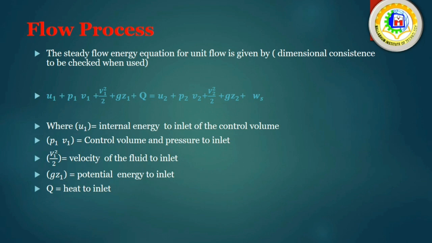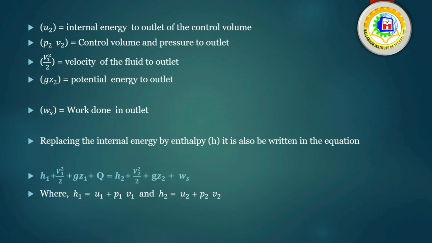And then what is U1? U1 is the internal energy at inlet, P1 V1 is the pressure and volume at inlet, V1 square by 2 is the kinetic energy of the fluid at inlet, gZ1 is the potential energy at inlet, and Q is the heat. For the outlet, U2 is the internal energy at outlet, P2 V2 is the pressure and volume, V2 square by 2 is the kinetic energy of the fluid at outlet, gZ2 is the potential energy at outlet, and Ws is also the work done by the shaft.